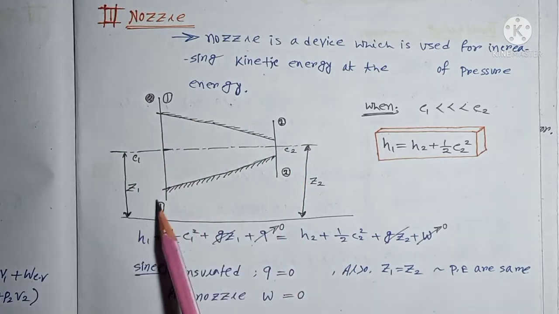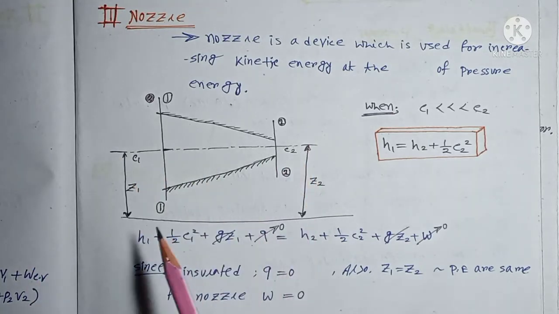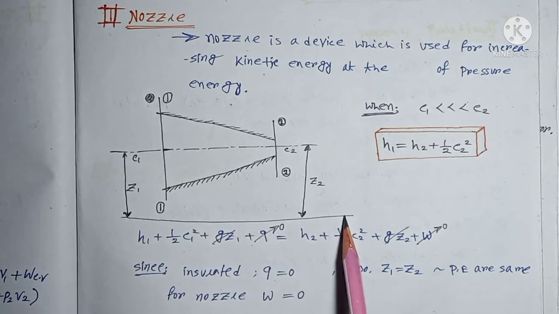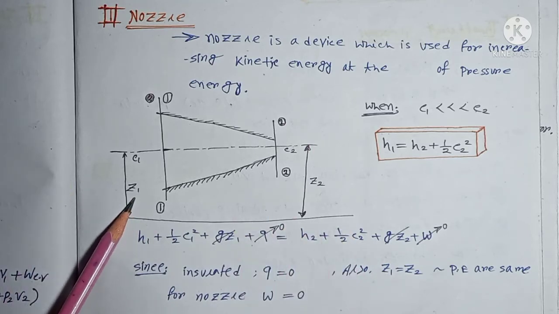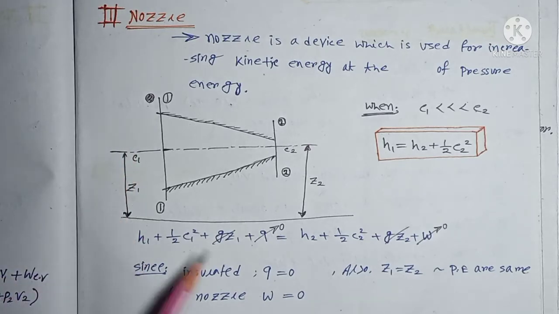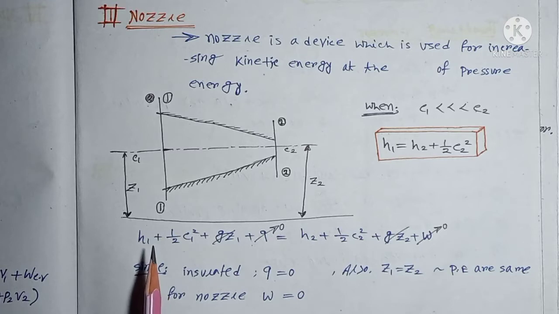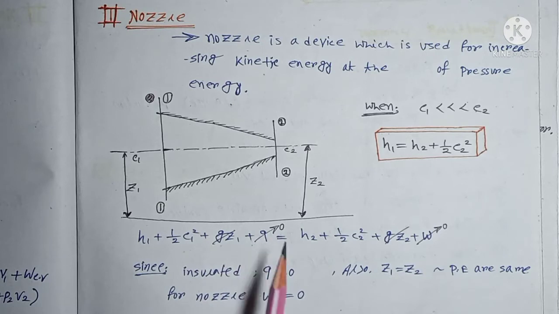Here is section 1 and section 2, and this is the center line of the nozzle, and we are assuming this is our datum line. Z1 indicates the height of section 1 with respect to the datum line. Similarly, Z2 indicates the height of section 2 with respect to the datum line. Now as we know, the steady flow energy equation is H1 plus half of C1 square plus gZ1 plus Q is equal to H2 plus half of C2 square plus gZ2 plus W.